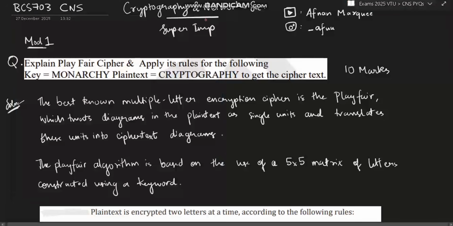Hello everyone, today in this video I'll be discussing the cryptography and network security super important questions. And if you learn all these questions, it's more probable that you will be able to score at least passing marks in the exam because these questions are the most repeated ones, okay?